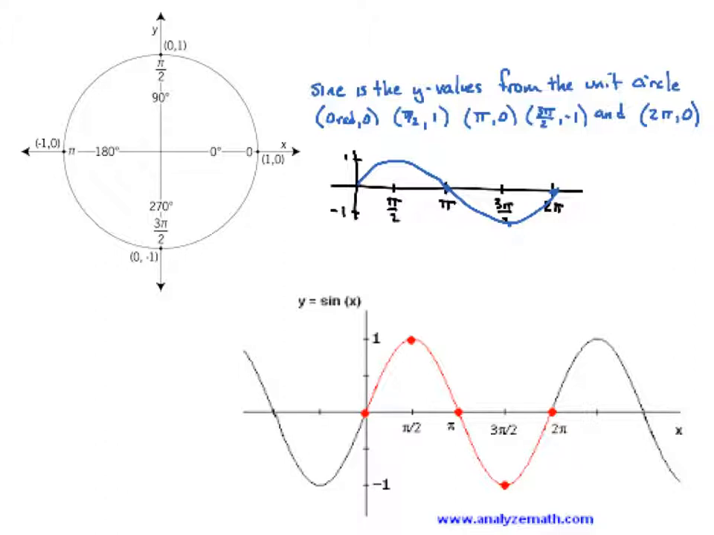So I have 0, 0, pi over 2, 1, pi, 0, 3 pi over 2, negative 1, and 2 pi comma 0. Notice the sine kind of makes a lazy S motion. It starts at 0 and hits 0 two more times at multiples of pi.